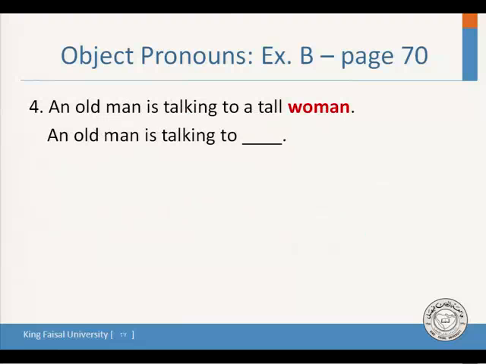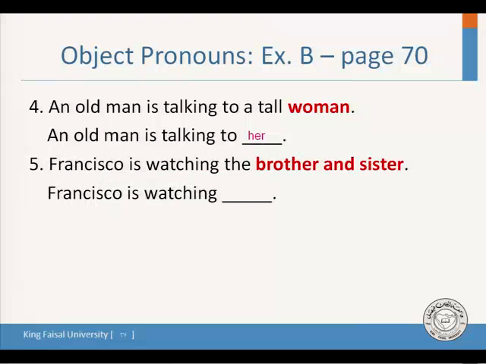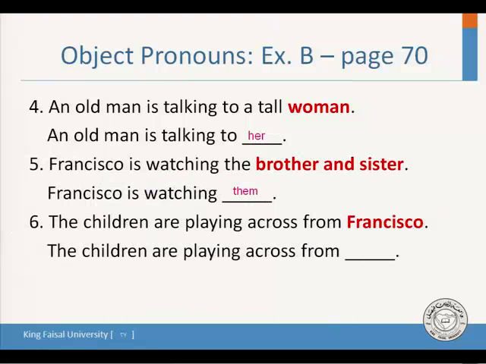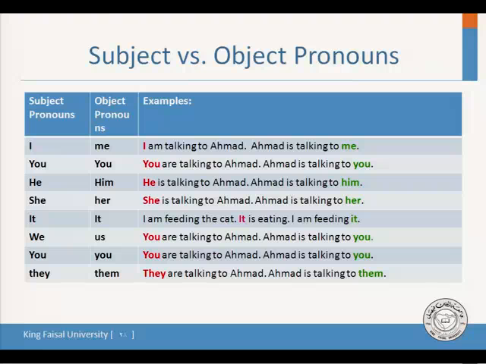More sentences. An old man is talking to a tall woman. An old man is talking to her. Francisco is watching the brother and sister. Francisco is watching them. The children are playing across from Francisco, so they are playing across from him.